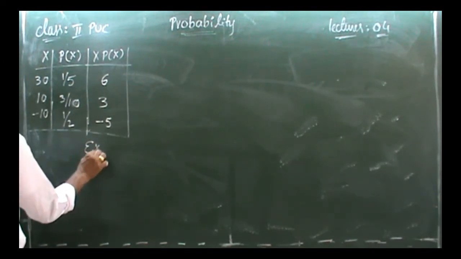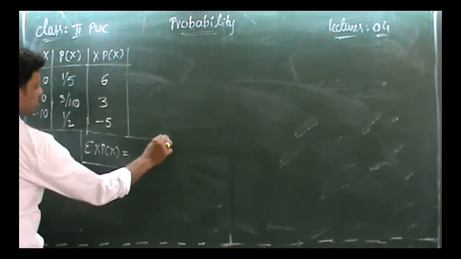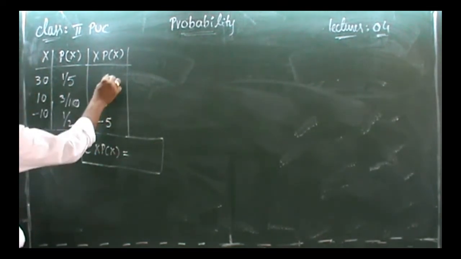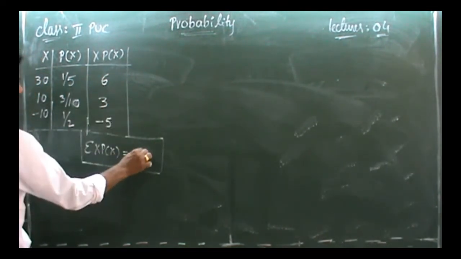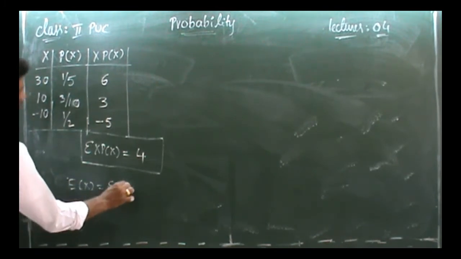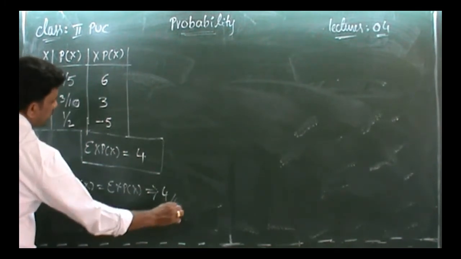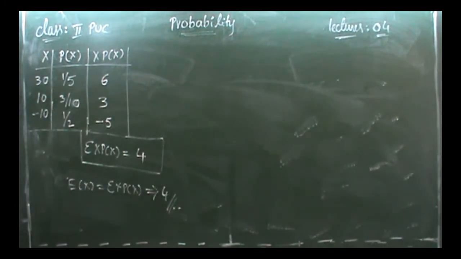Now I am doing summation of x into p of x. So 6 minus 5 is 1, 1 plus 3 is 4. So what is the mean? Sorry, he asked mean or expectation, both are the same. The expectation of x formula is summation of x into p of x. What is the answer? 4.